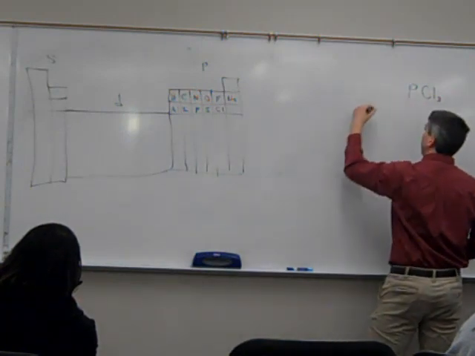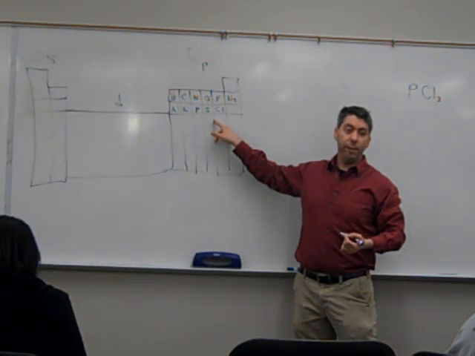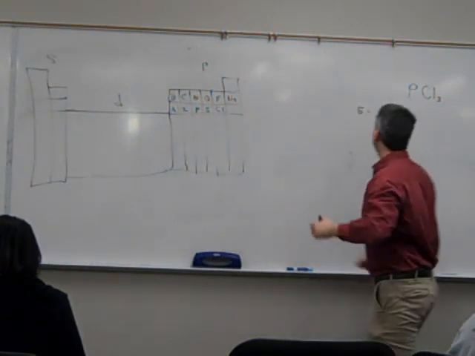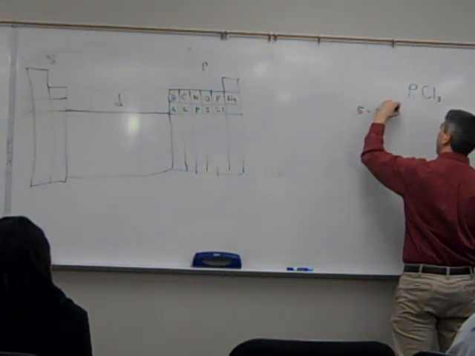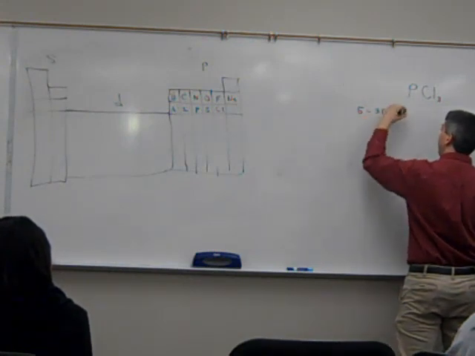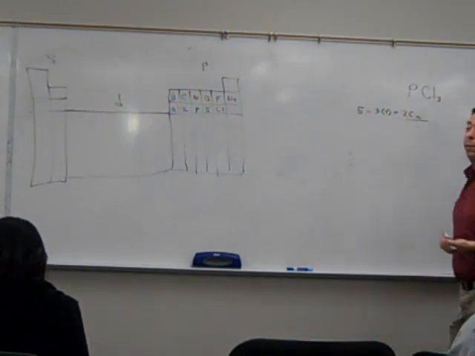So 5 valence electrons from phosphorus plus chlorine has how many valence electrons? 7. So there's 3 chlorines, 7. So 3 times 7 is 21, plus 5 is 26. So we have 26 total valence electrons that we can work with.